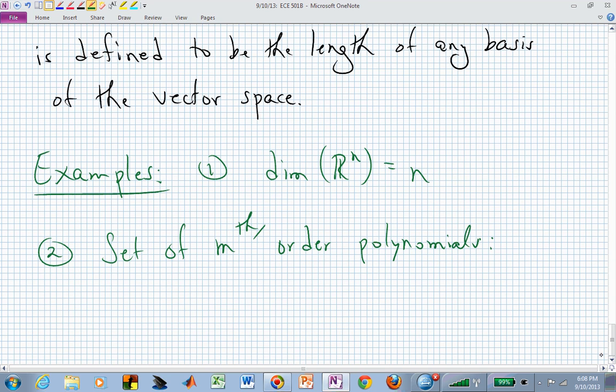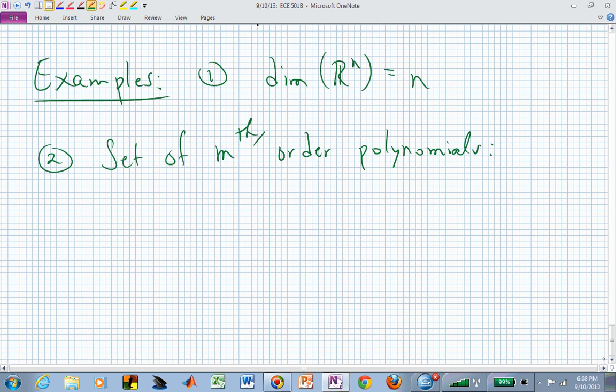Not sure that you're going to like my notation, but I'm going to try to write down this script P, and I'm going to say that it has order m with this subscript m in this field F. That actually has a dimension of m plus 1. And we'll give some more examples of that in a minute, but let's look at another example before we get into some polynomials.